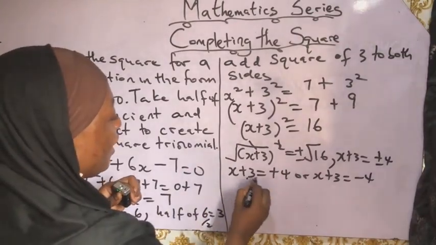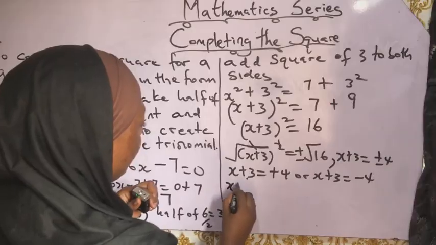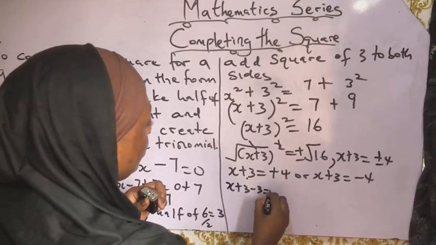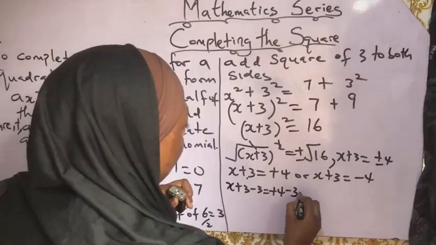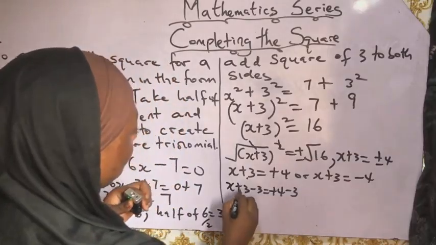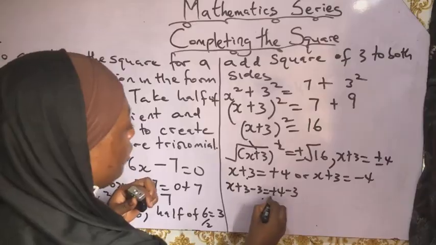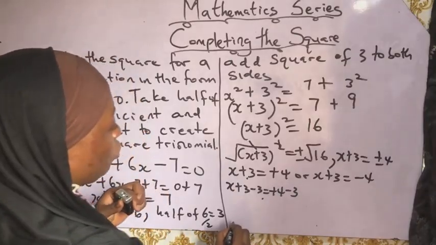So for here, you subtract 3 from both sides. x plus 3 minus 3 is equal to plus 4 minus 3, which gives x plus 3 minus 3 is 0, plus 4 minus 3 is equal to 1.